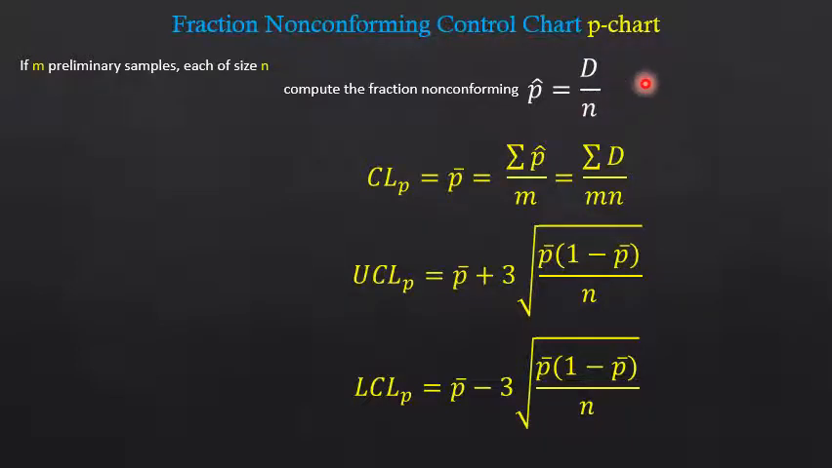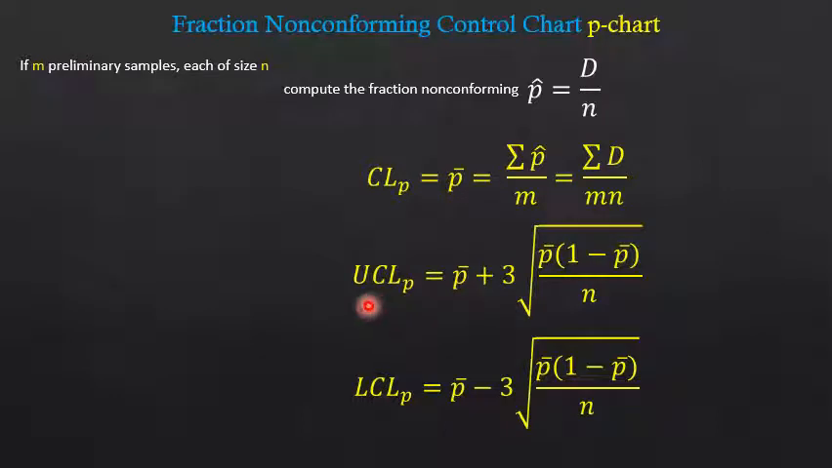The formulas we are going to use for the P chart, or the fraction non-conforming control chart, are these. First we compute the fraction non-conforming, P cap equal to D by n, where D is the number of non-conforming cans. After that, the central line is equal to P bar. For P bar we can use either this formula or this formula, that is summation P cap divided by m, or summation D divided by mn.